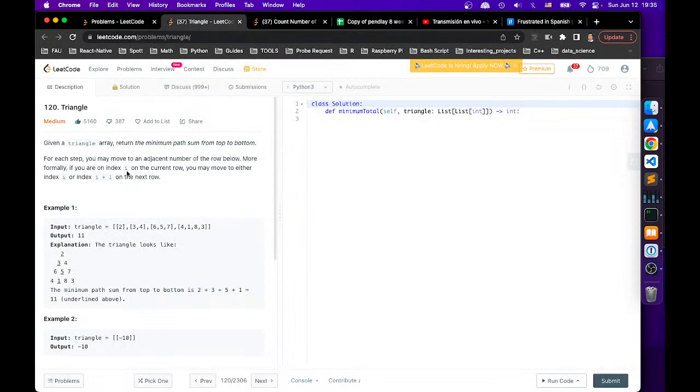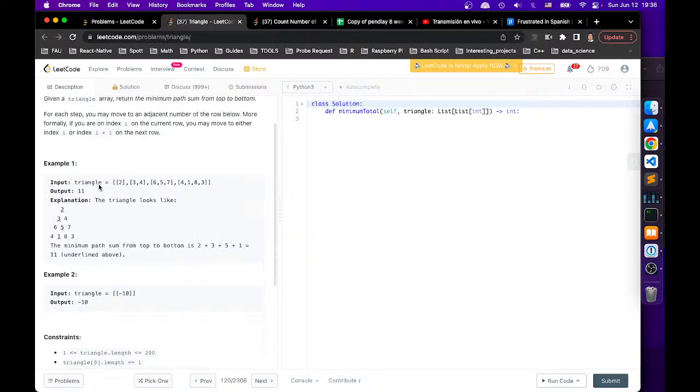Triangle. Given a triangle array, return the minimum path sum from top to bottom. Oh, I know this. I've done this. I think the first time was in Project Euler. For each step, you may move to an adjacent number of the row below. More formally, if you're on index I of the current row, you may move to I or I plus 1.